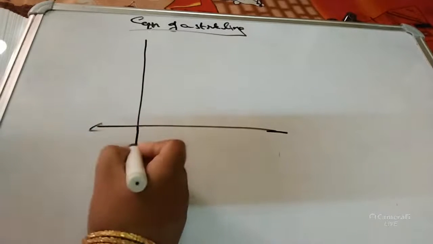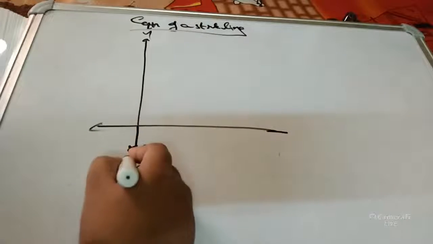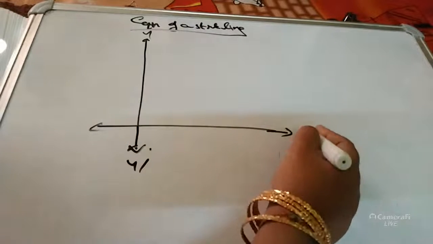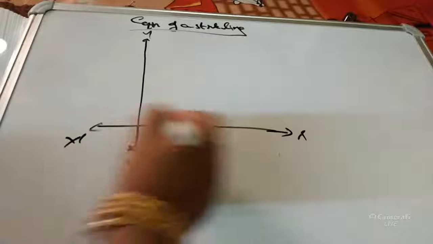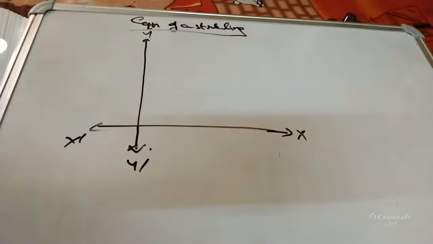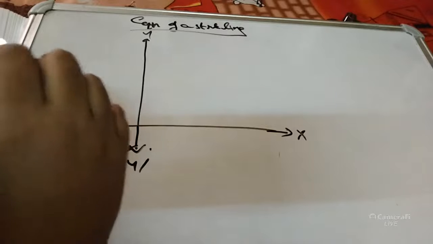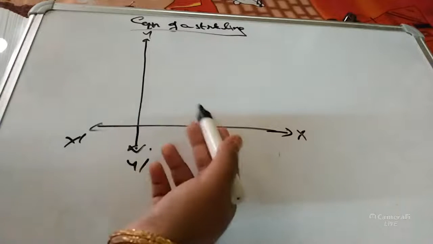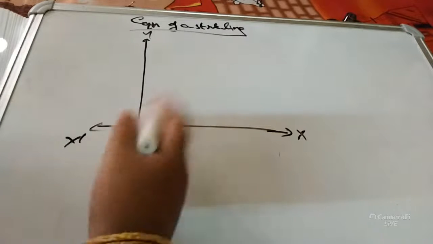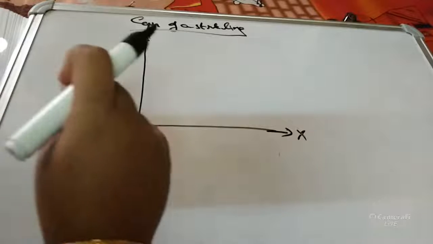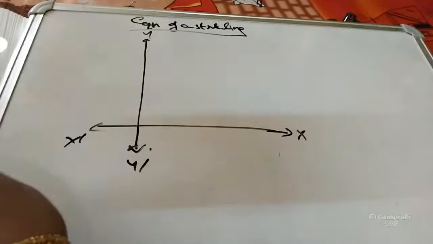Now we know this is y-axis and this is x-axis. So the angle which a straight line makes with the positive direction of x-axis measured in anti-clockwise direction is known as its inclination or angle of inclination.